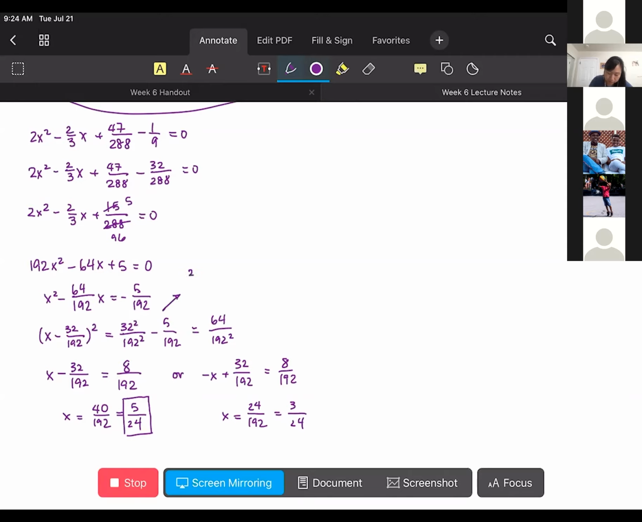32 squared is going to be 2 to the 10th, which is 1024. And then 5 times 192, I have to multiply this out, times 5, it would be 960. So then 1024 minus 960 should give us 64. And then I didn't multiply out the bottom because I knew that we wanted to take the square root.